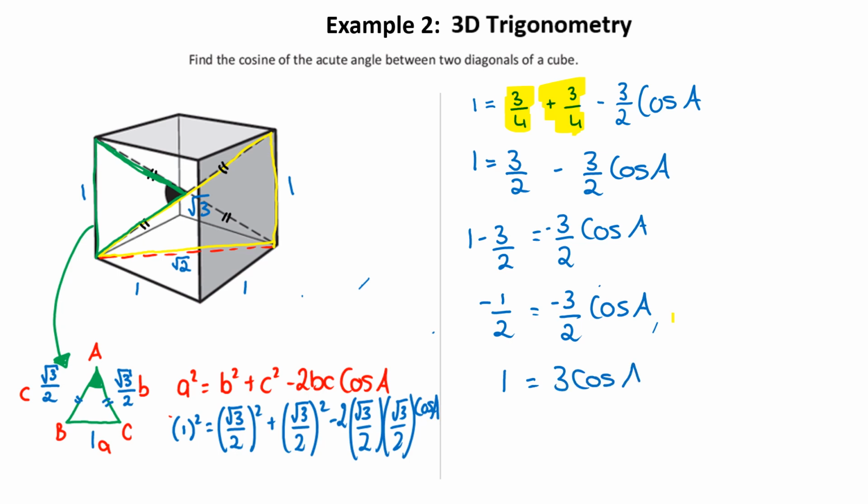So what did I do there? I multiplied both sides by minus 2. And multiplying by minus, sometimes it looks a bit tricky. So minus 2, and again over here by minus 2. And the last step is to get cos of A on its own, which is going to be a third. Now you don't need to work out A because the question asks for the cosine, so that is a third.